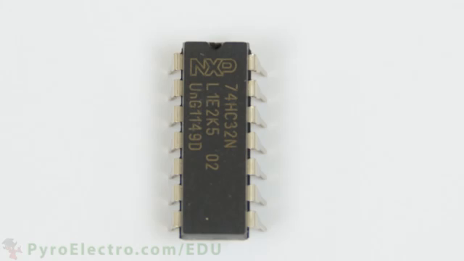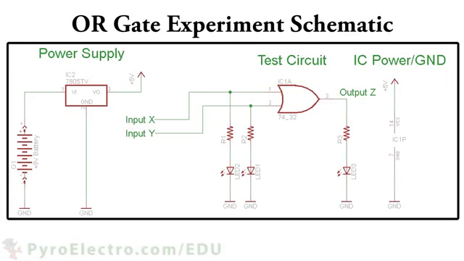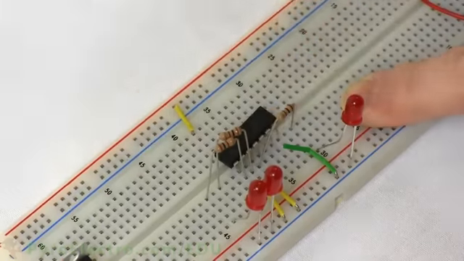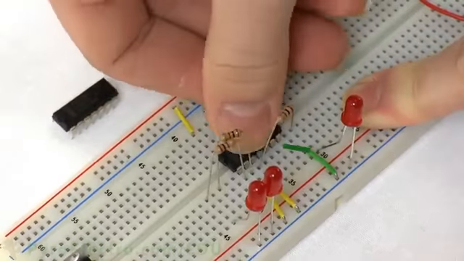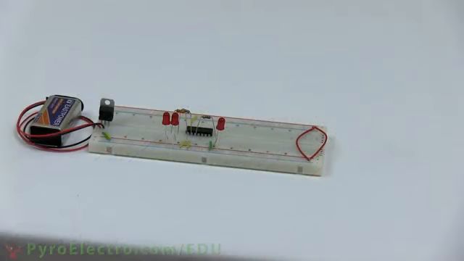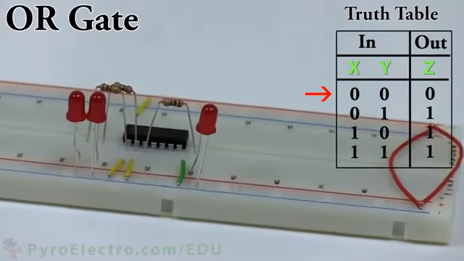Let's perform the same experiment with the OR gate. Like the previous IC, this 74HC32 IC has 4 dual input OR gates inside of it. Here's the schematic that we will be building. The only difference is that we're using a 74HC32 OR gate integrated circuit. That means you can actually just remove the IC from the previous experiment and put the 74HC32 in exactly the same spot. Now let's go through the truth table again and verify the OR gate does what we theoretically expect.